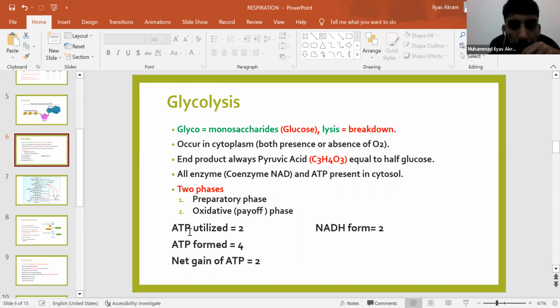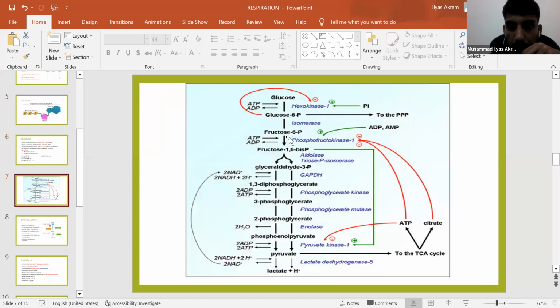Here, how many ATP molecules are produced in glycolysis? ATP utilized is two, that were used in the preparatory phase, while ATP formed is four, that are produced in the oxidative phase, while the net gain can be obtained by subtracting the ATP utilized from the ATP formed. So the net production of ATP is 2 in glycolysis, while NADH formed is 2 in number. Here is the process. There we will discuss the utilization of ATP molecules and the production of ATP molecules with the NADH.